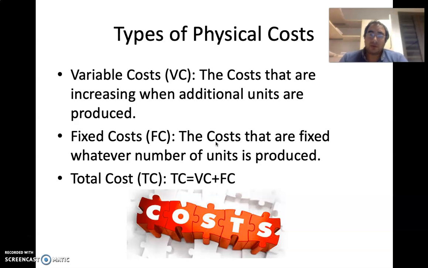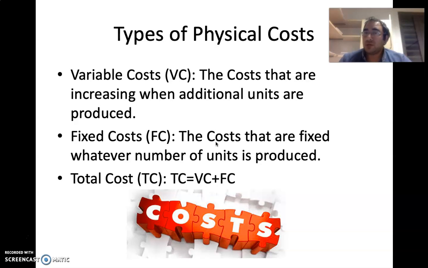Well, now our concentration in the remaining part of this lecture will be physical costs. There are two types of physical costs: one is the variable cost, one is the fixed cost. Variable cost is the type of cost that increases when you increase the level of production. That's why it is variable cost. It varies when you produce more. Fixed costs are the costs that are always stable, whatever amount you produce.